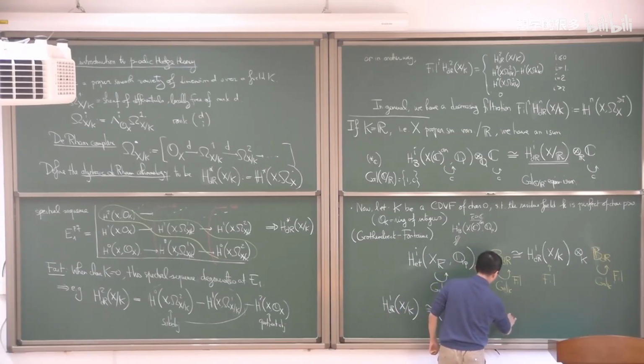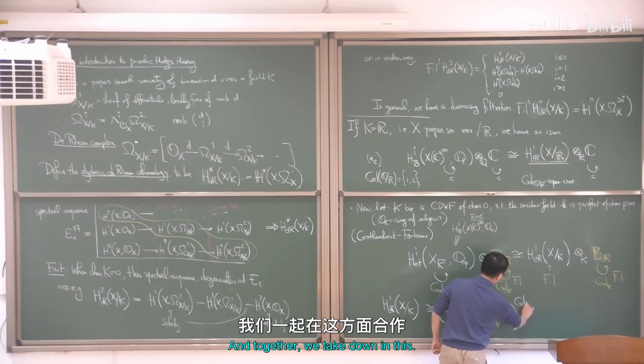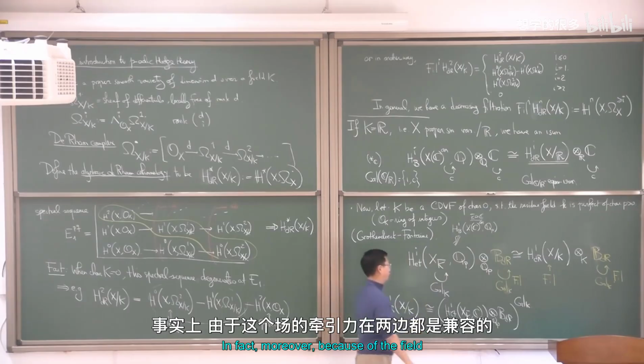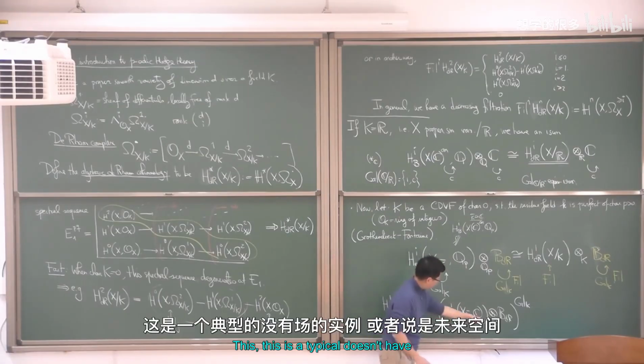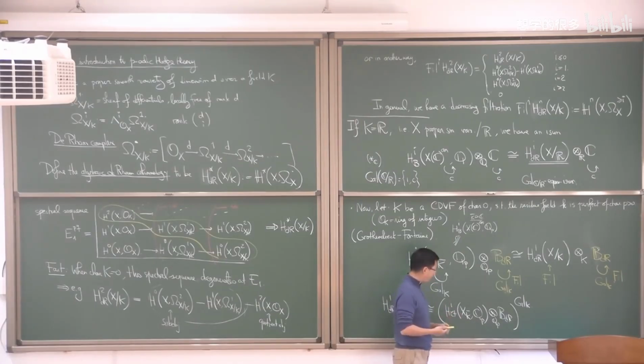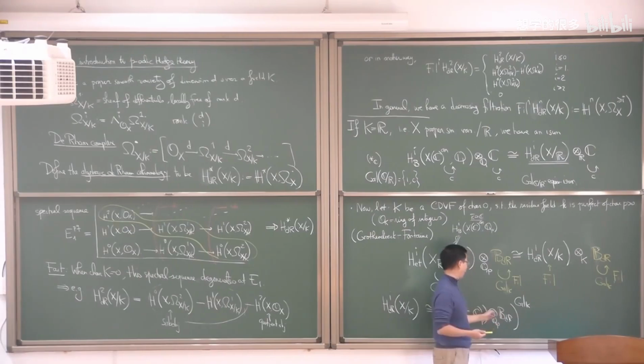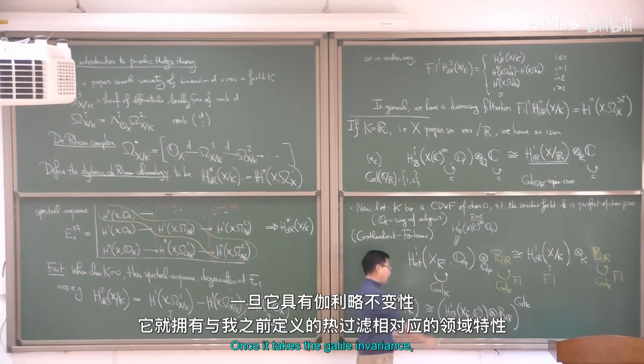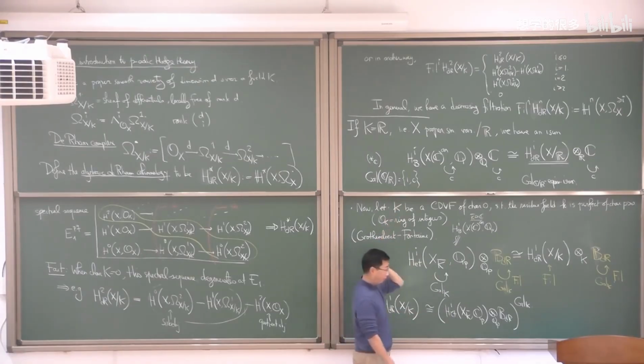Tensor with V over Q, and together we take Galois invariance. Moreover, because of the filtration being compatible on both sides, this tensor product has a filtration, or rather you can think of it as a filtered space where everything is constant in degree 0. But the de Rham side carries a filtration. Once you take the Galois invariance, it still has a filtration that agrees with the Hodge filtration I defined earlier.